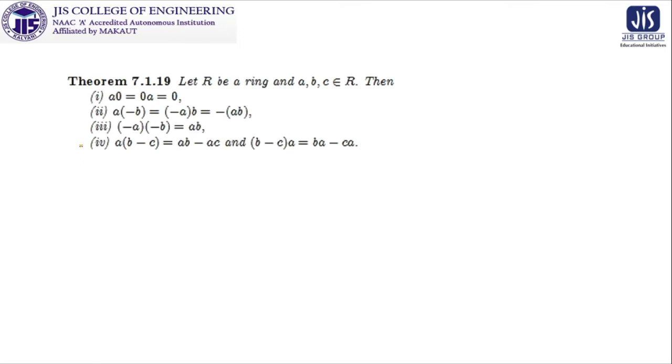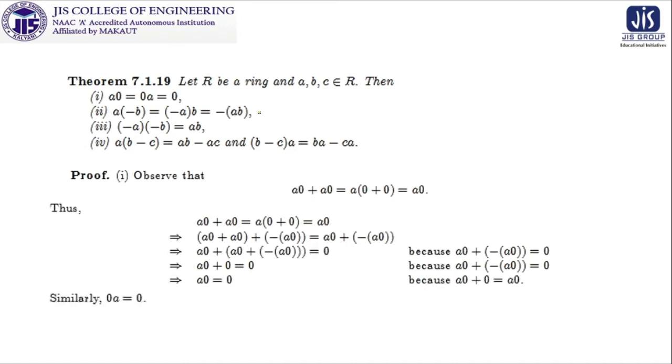For the first property, we can start from this pattern: A0 plus A0. We can take A common, and we have 0 plus 0. So 0 plus 0 is 0, so it is A0. Now you see, A0 plus A0 is equal to A0. So A0 is 0, because you can cancel A0 from the left hand side or right hand side, whichever you prefer, and you can write A0 plus 0 in place of A0. So A0 will be 0.